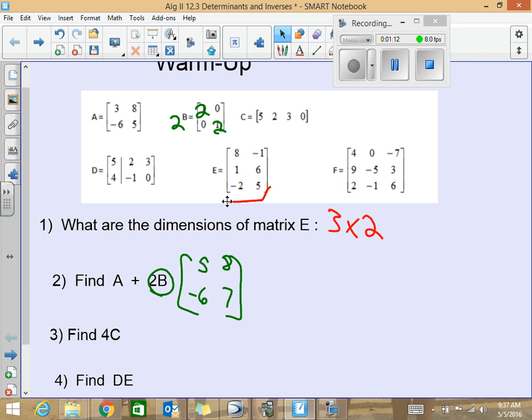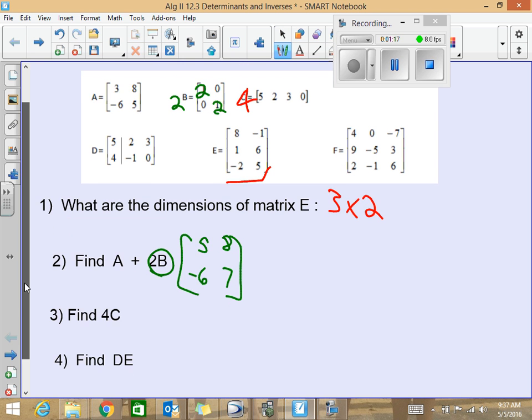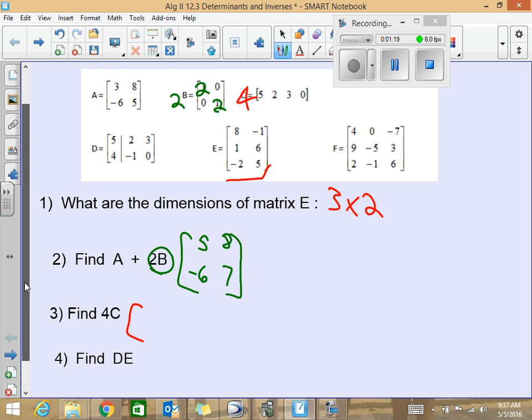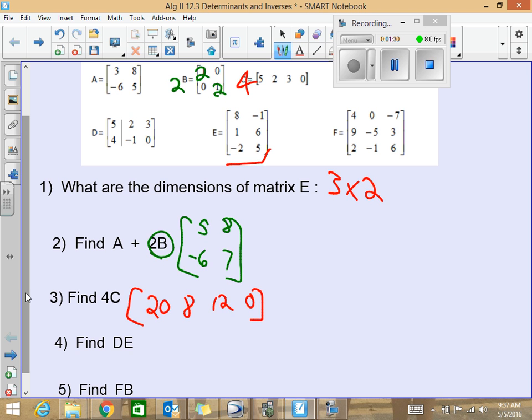4C is just, again, distributing 4 to all of C. So we get 20, 8, 12, and 0. Everybody agree with that? Okay, so now D times E. Again, first you want to check, can you do it? D is a 2 by 3. E is a 3 by 2. So can you do it? Yes, you can. And the answer is going to be a 2 by 2, right?